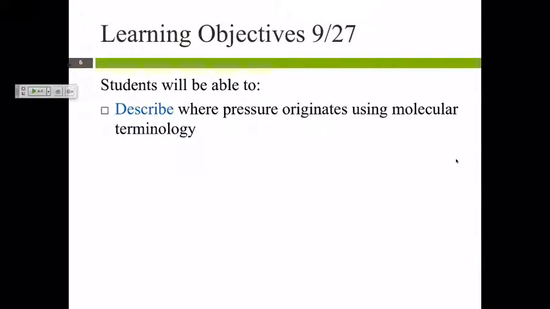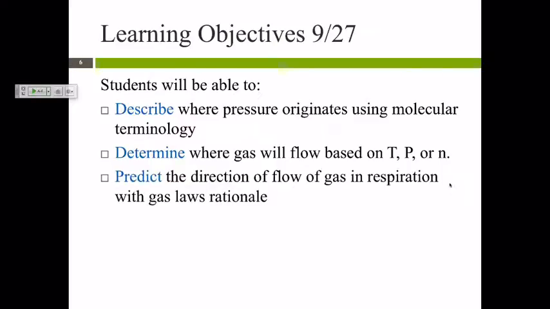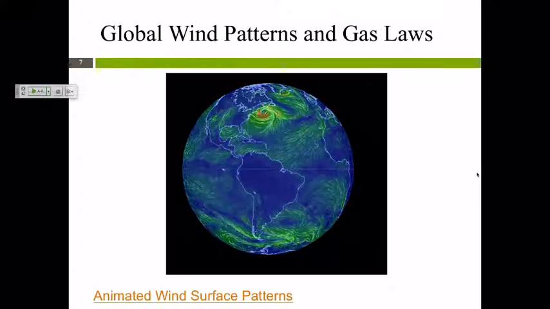All right, so for the rest of class today, we're going to talk about where pressure originates, and I want you to always be picturing what the molecules are doing, so that molecular terminology. And then we're going to talk about, if you have different temperature in different areas, different pressure or numbers of moles of gas, where is the gas going to move from and to? And then that basically is going to allow us to proceed into predicting the direction of gas flow in respiration or ventilation, and we're going to use rationale from gas laws.